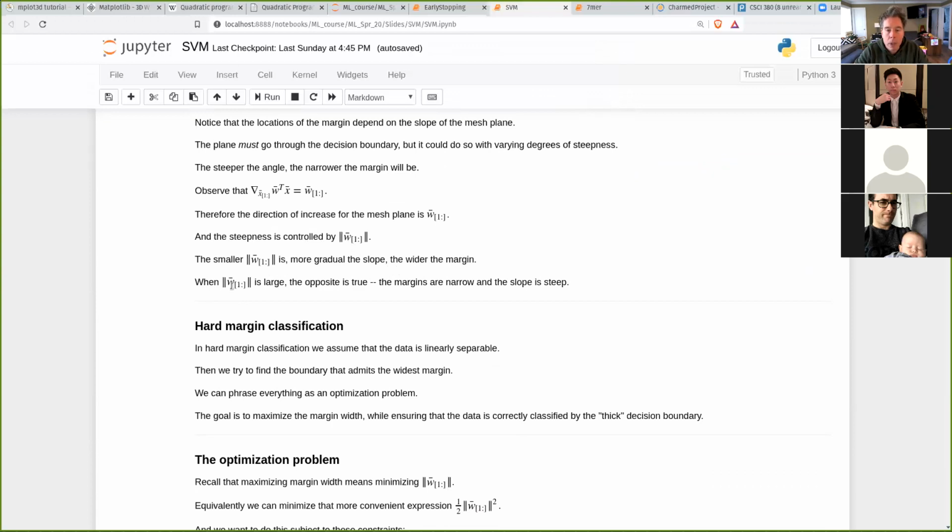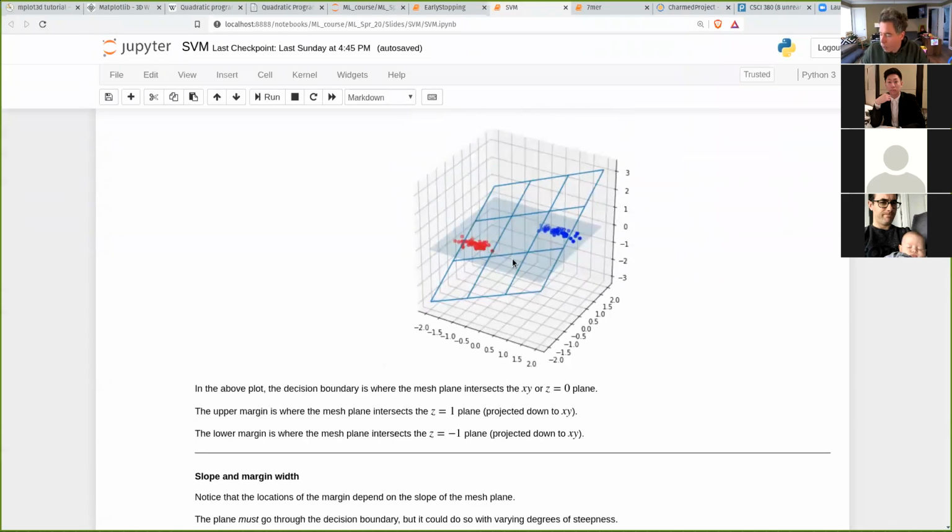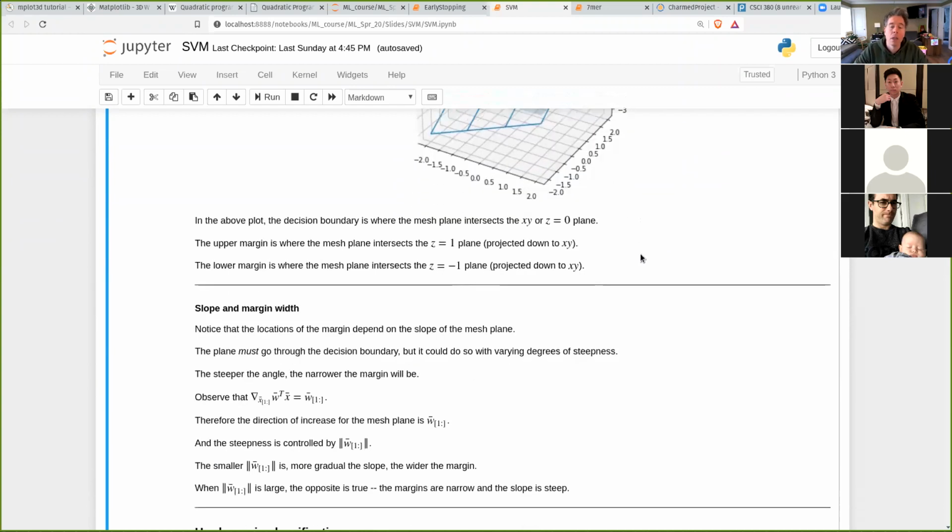So why is that true? Let's just look at this here. If this plane is making a shallow cut here, then by the time you get to 1, you're going to be further out. So it's going to make a wider margin. On the other hand, if this plane is going through the decision boundary at a really steep angle, then you're going to get to 1 quickly, and that's going to make the margins narrow. Right.